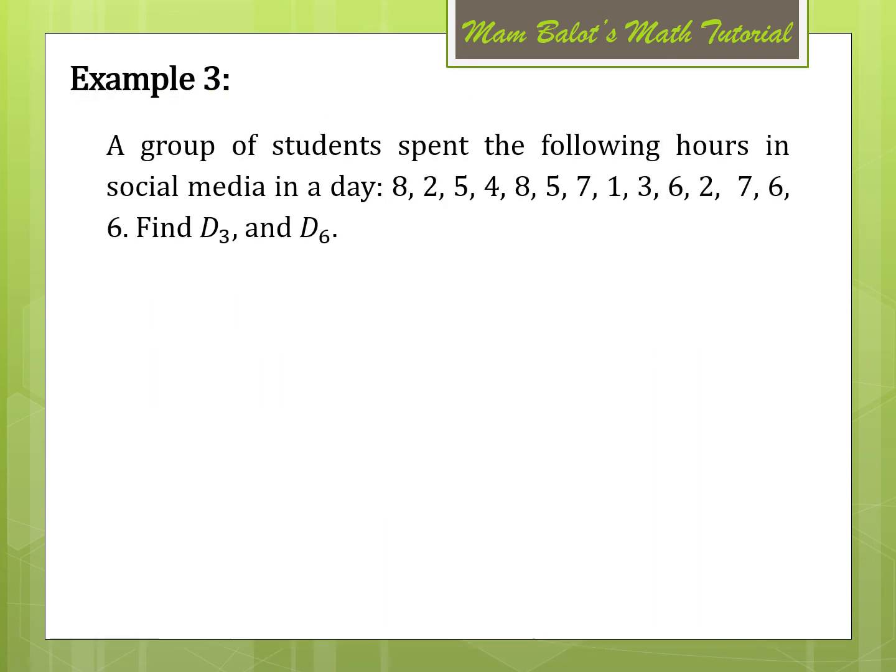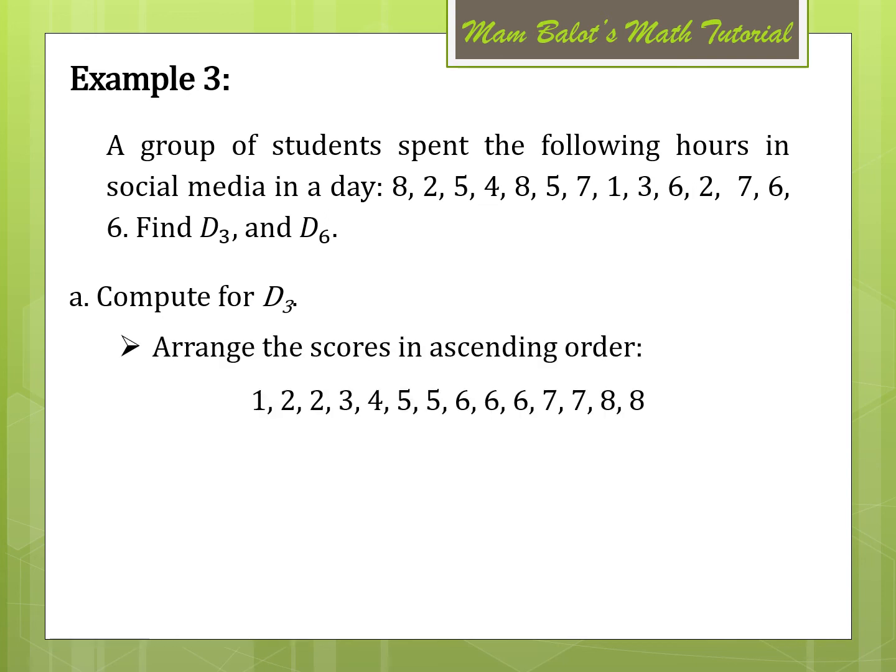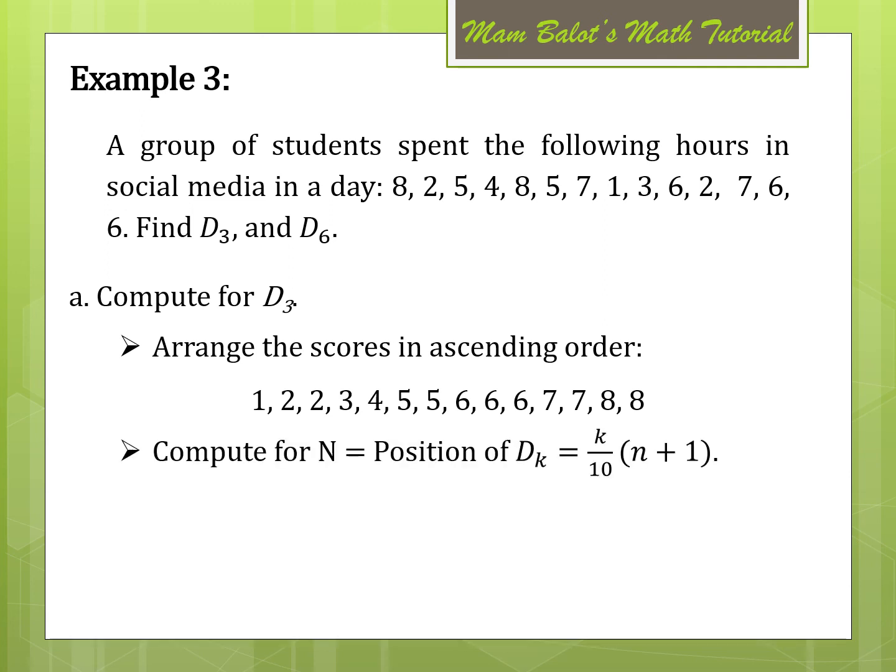Now let's have an example. Using the same data that we have in example 2, we will find the value of the third decile and the sixth decile. So compute now for D sub 3. First, again, we need to arrange the scores in ascending order. Then we compute for n. Since we are computing for the third decile, n is the position of D sub 3. Since our k is equal to 3, we have the formula 3 over 10 times 14 plus 1, since our n is equal to 14.